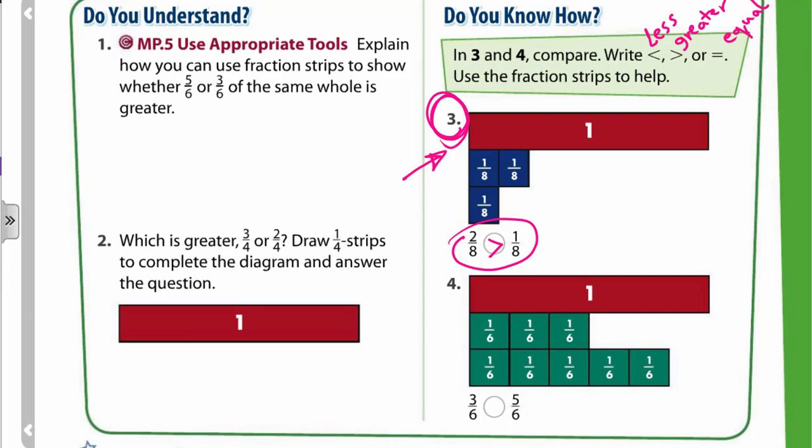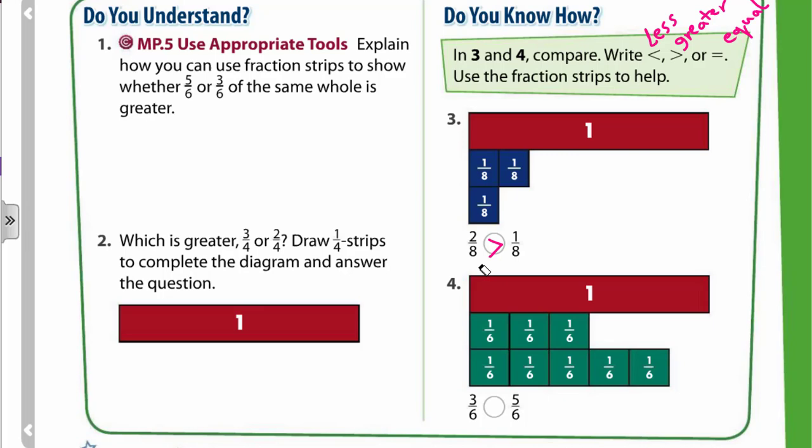Great work. So, my heroes, in question number 3, 2/8 is 2 strips of the unit fraction 1/8. And 1/8 is only 1 of the unit fraction 1/8. So 2 is more than 1. That's why 2/8 is more than 1/8.